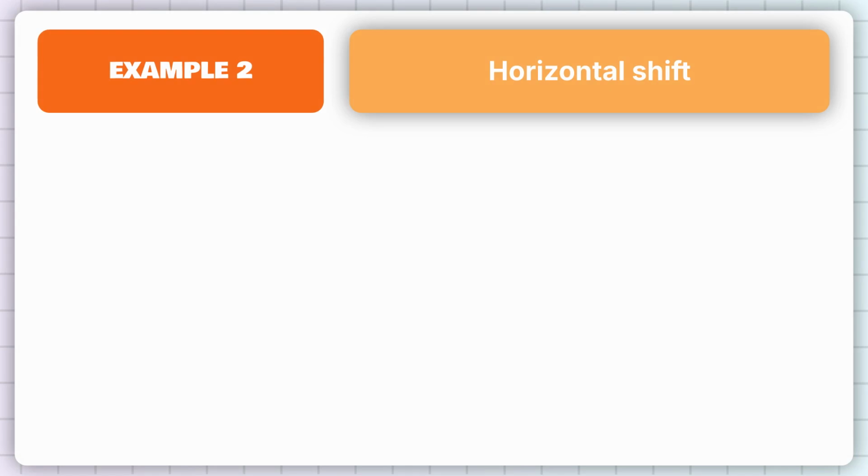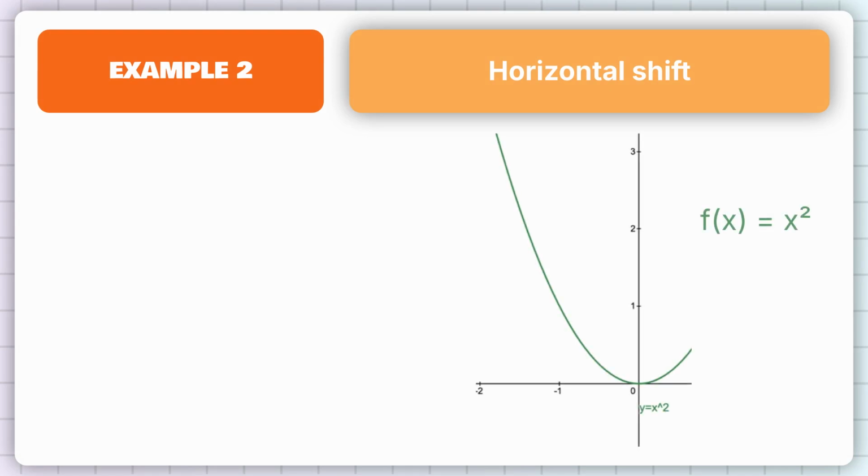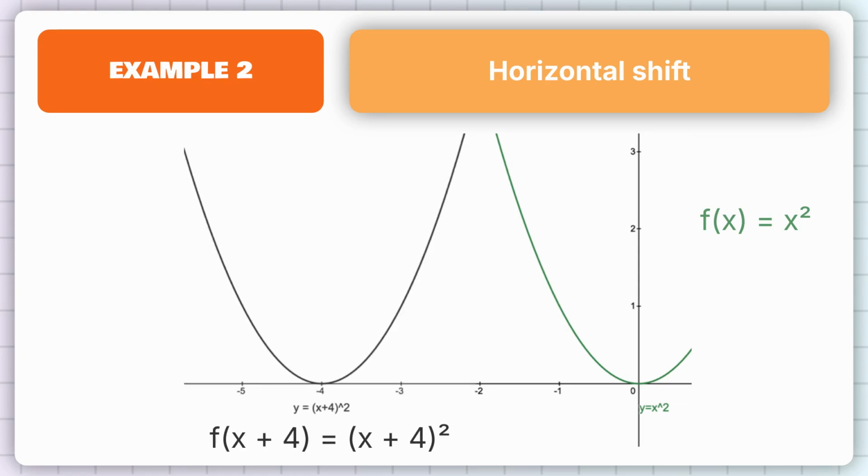Example 2. Horizontal shift. If the original function is f of x equals x squared, what is the new function after a horizontal shift of 4 units to the left? The new function will be f of x plus 4, squared. This shifts the graph 4 units to the left.